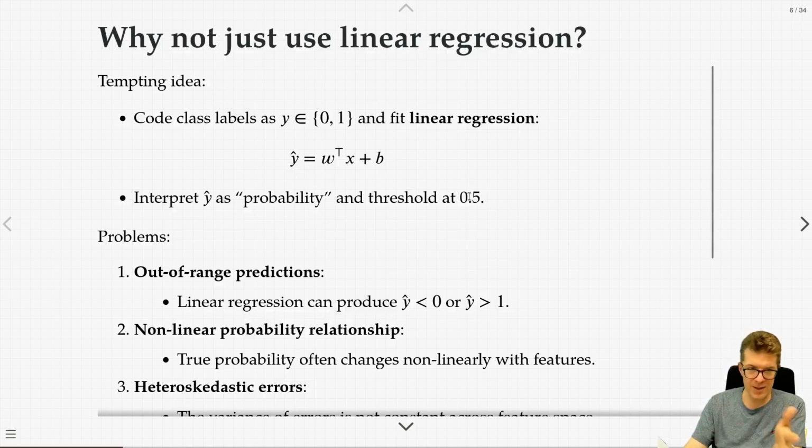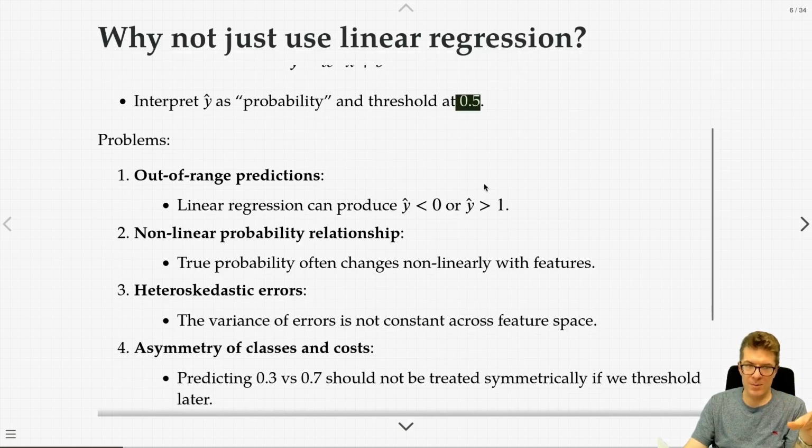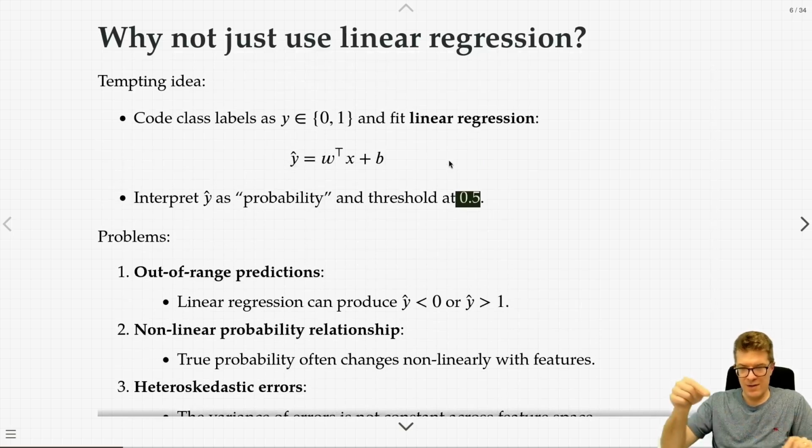We'll pretend it's a probability, and we'll have a threshold of 0.5. There are some small problems, like the first one is that you'll make out of range predictions. So a straight line fit through any space will go on forever in either direction. And if you're trying to say that your predictions are probabilities, then you'll have infinite probabilities, you'll have negative probabilities, things that don't make any sense.